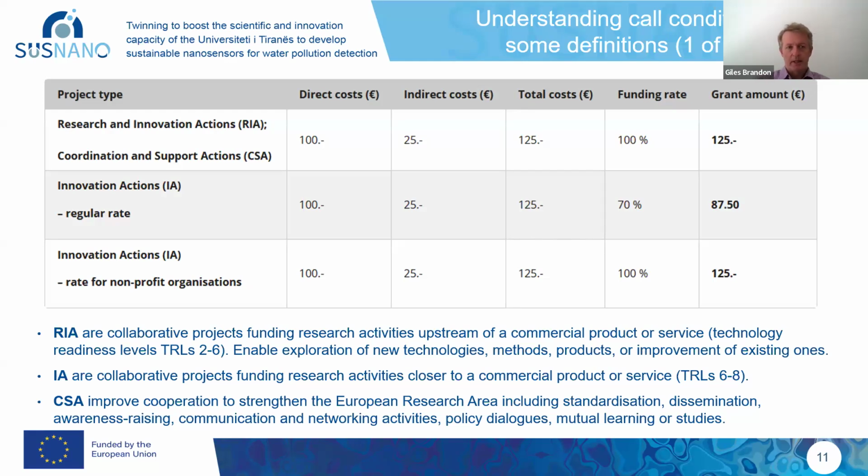Let's now try to understand how the funding of these different actions works. Well, it turns out that for both research and innovation actions, RIA, as well as coordination support actions, CSA, the funding in essence is the same.